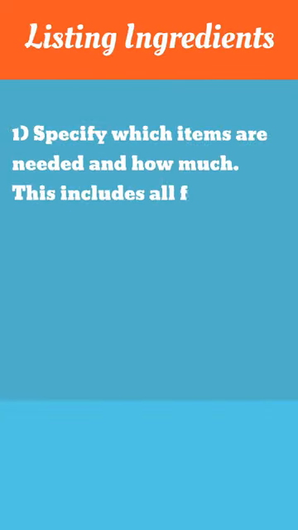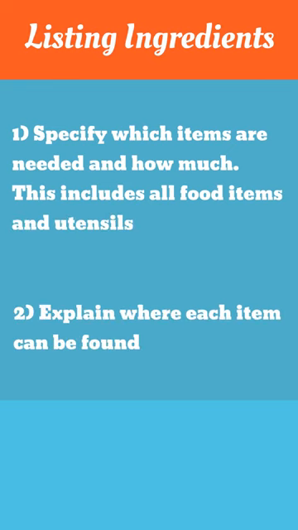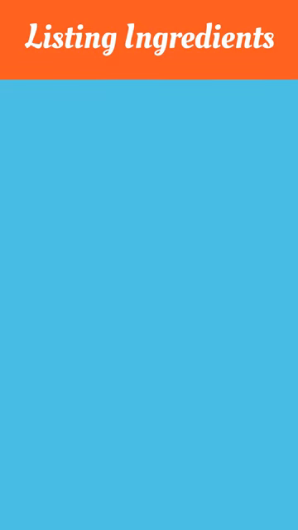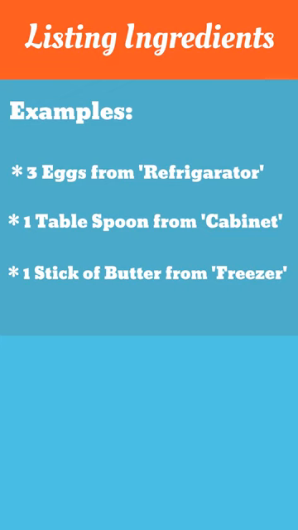Let's get started. In our ingredient list, we want to specify exactly how much of each ingredient will be needed. This includes all food items and utensils. It is also important to explain where each item can be found. Here is a quick example of how we want to list our ingredients.